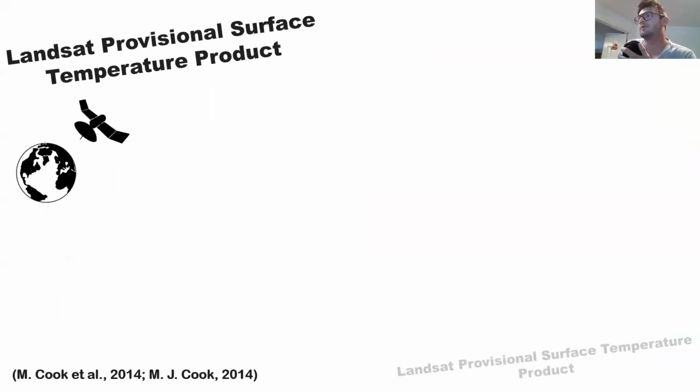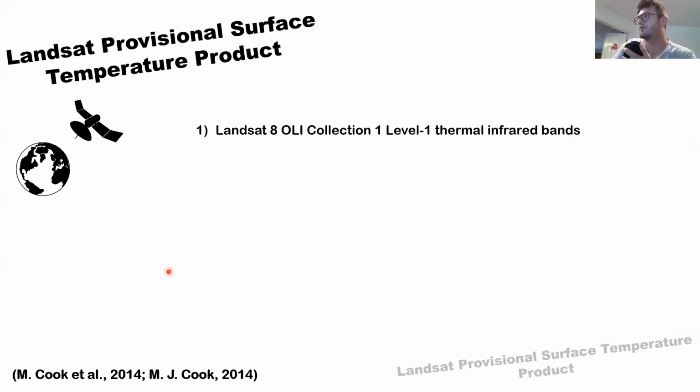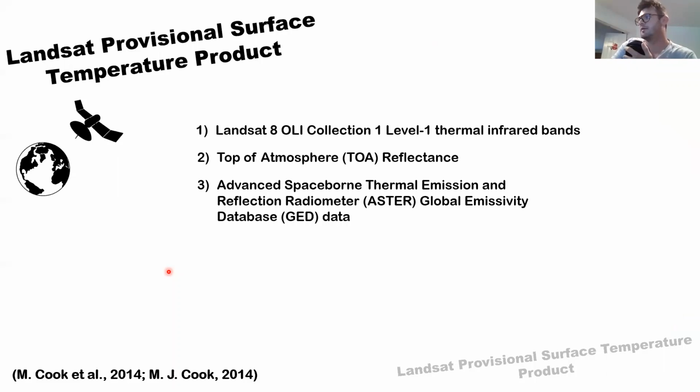More specifically, developed by Cook et al. in 2014 is a Landsat provisional surface temperature product. Within their algorithm, this product uses the Landsat 8 Collection 1 thermal bands. It uses top of atmosphere reflectance from Landsat 8. And then it taps into other ancillary data sets such as ASTER, the Advanced Spaceborne Thermal Emission and Reflection Radiometer, to look at the global emissivity data set.